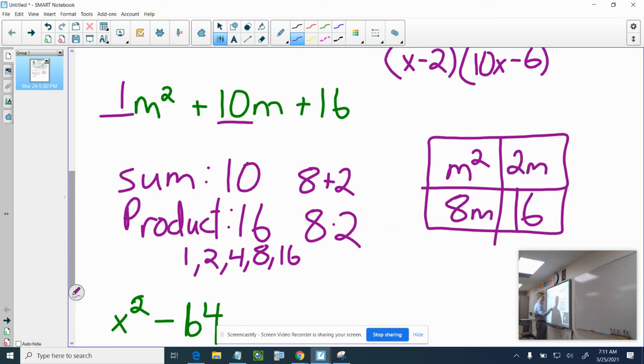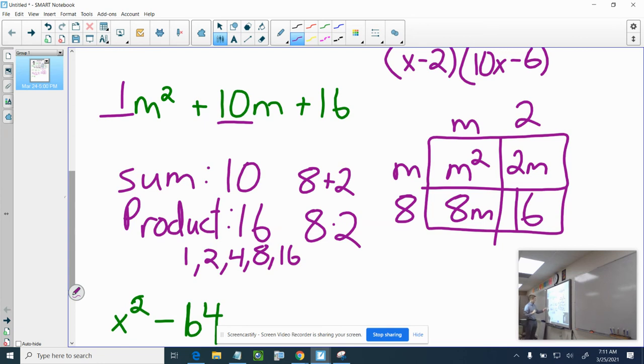What does m squared and 2m have in common? Well, they just have m in common. M times what is m squared? M. And so m times what is 8? Or if you want to be a little more methodical, you could go 8m and 16. What do they have in common? Well, I can pull 8 out of that. And if we look at that, 8 times m does give us 8m. And then our last box is going to be 2.